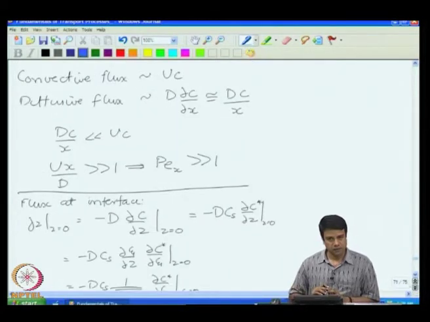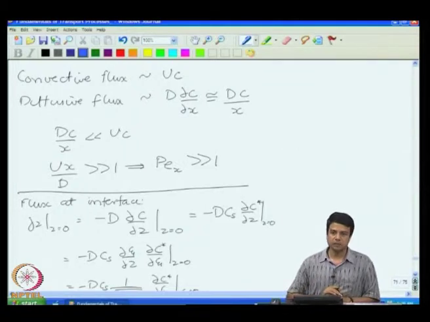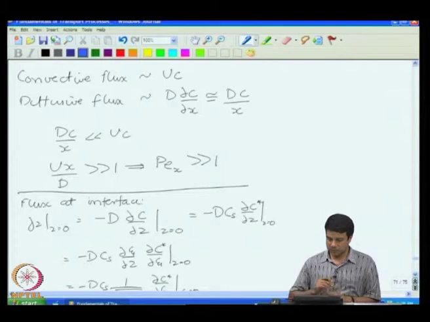And finally, the convective flux and the diffusive flux, the ratio of those two has to be small. That happens when the Peclet number based upon the downstream distance x is large compared to 1. So, these are the conditions. And this enabled us to get for the first time a correlation between the Nusselt number and the Peclet number for this particular problem.